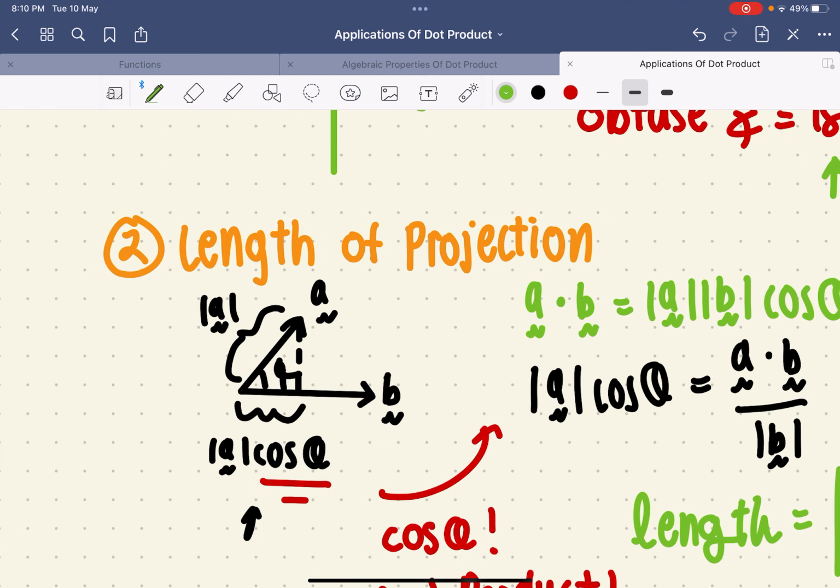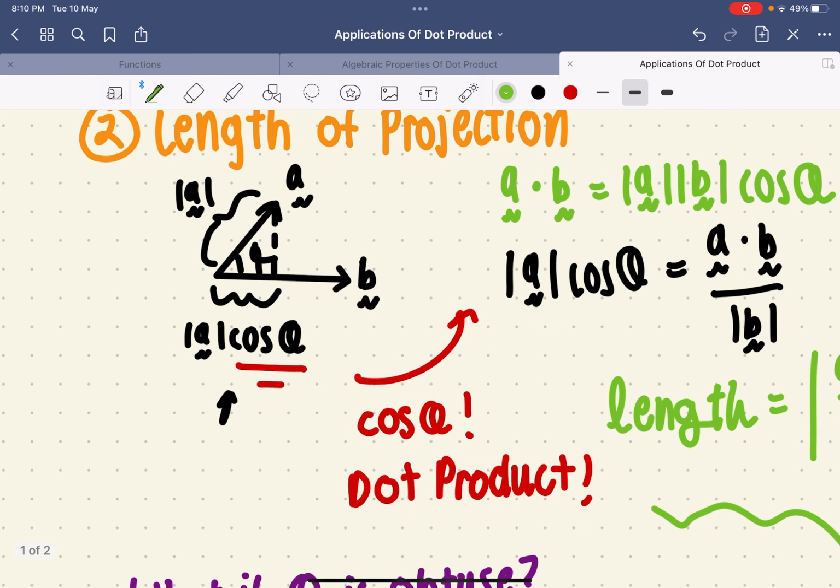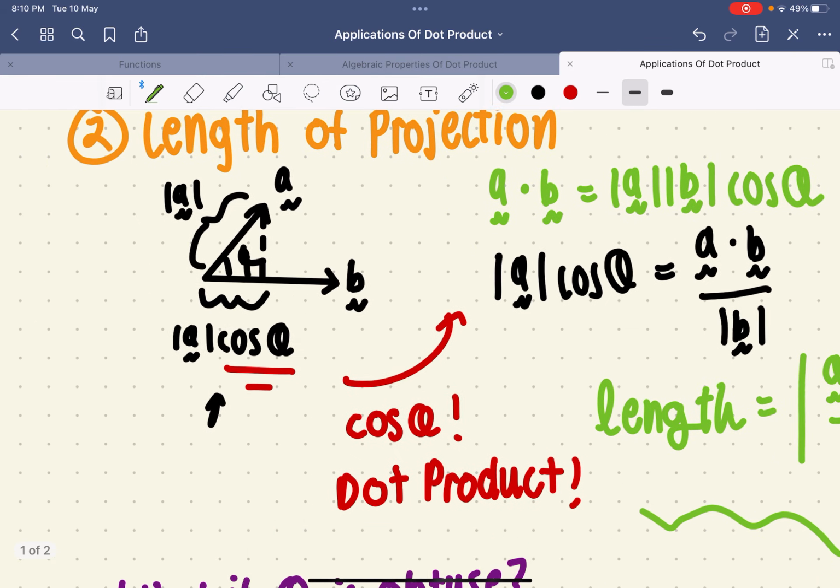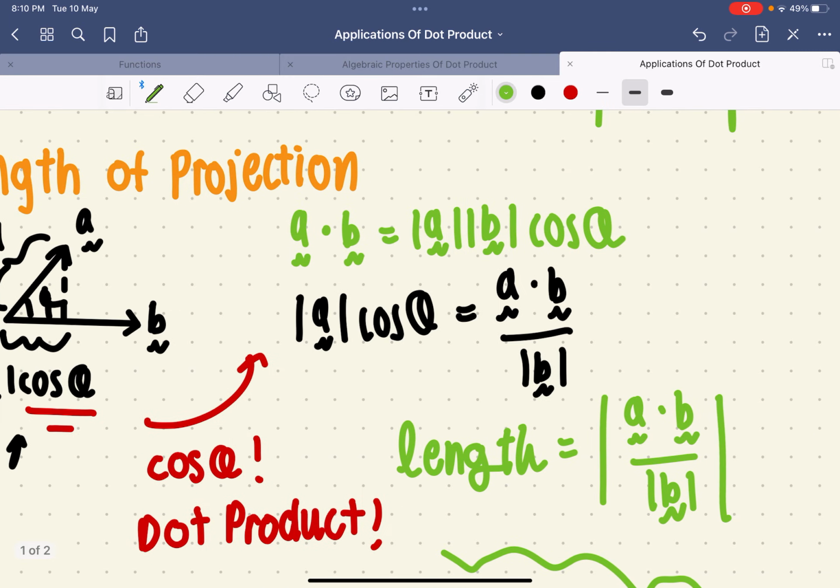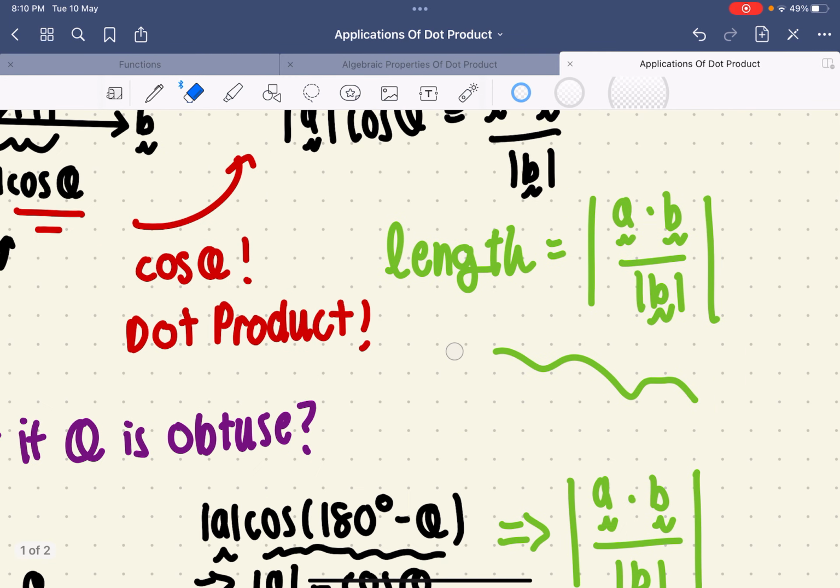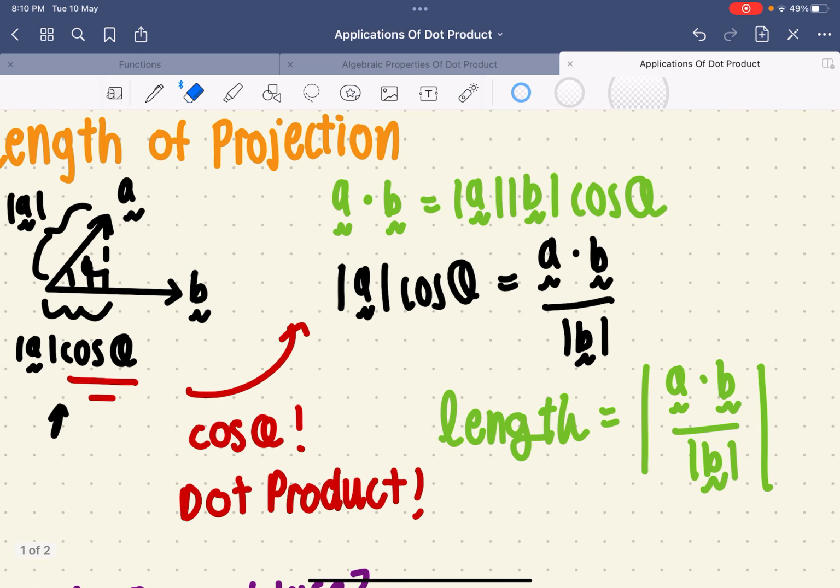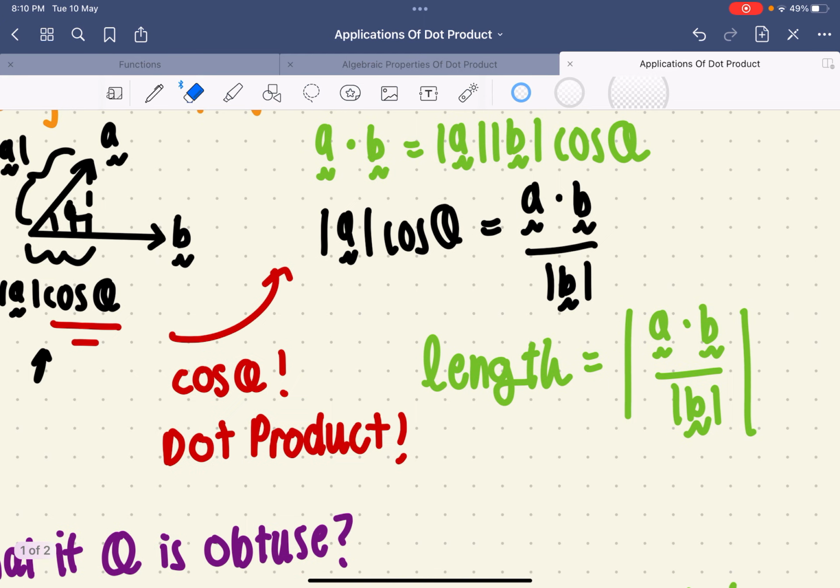Then the second application of dot product is the length of projection. Now, what is the length of projection? Normally we just think to ourselves, oh, length of projection, easy, it equals mod a dot b over mod b. Wow, easy, right? Just put the formula.